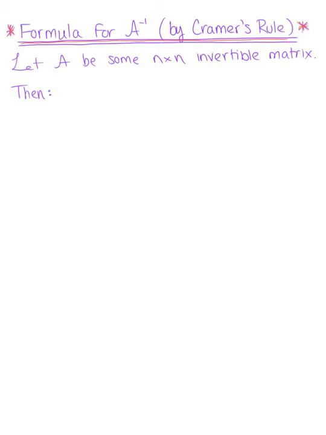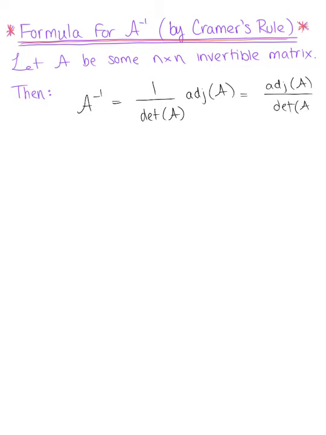Cramer's rule provides us with the following formula for the inverse of matrix A. So if we let A be an n by n invertible matrix, then the inverse of A can be found by 1 over the determinant of matrix A multiplied by the adjugate of A. We can rewrite this as the adjugate of matrix A divided by the determinant of A.